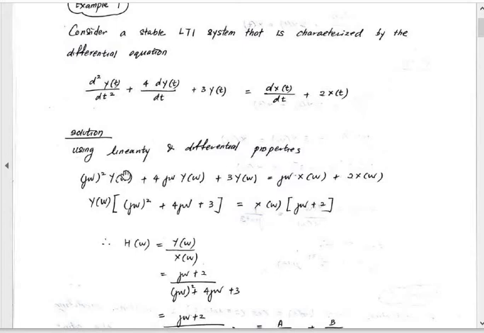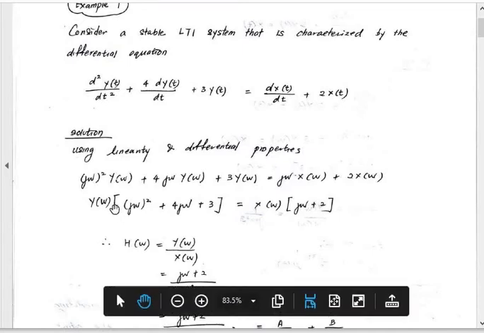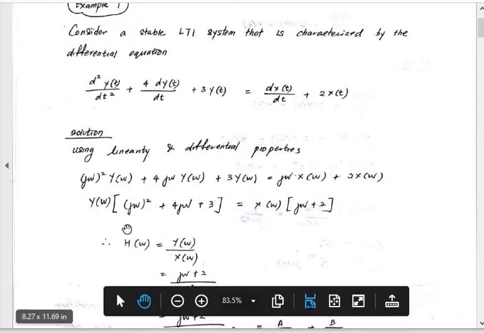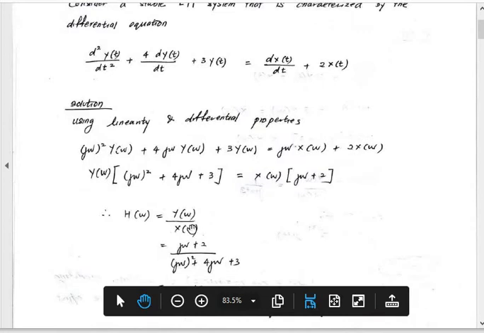So you collect all the Y(omega) and factorize it, leaving (j omega) squared plus 4 j omega plus 3, which is equivalent to X(omega) times (j omega plus 2). As I mentioned just now, H(omega) is the output over the input, right? Y(omega) over X(omega).